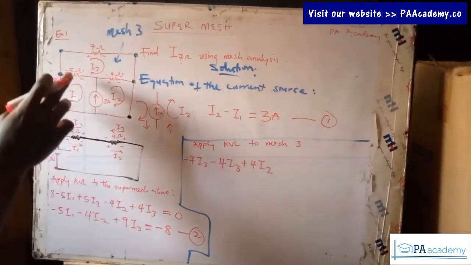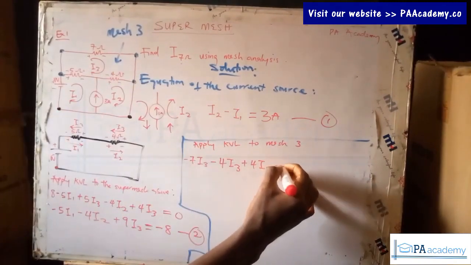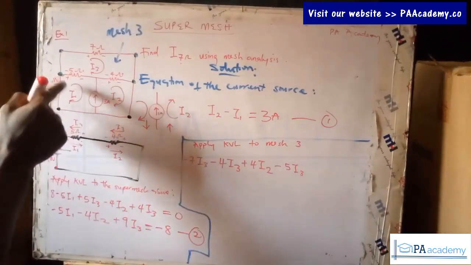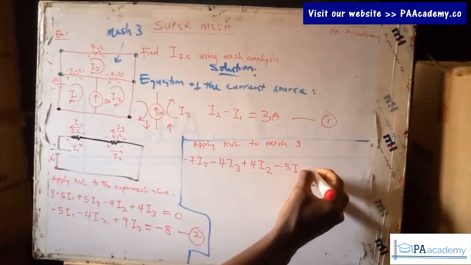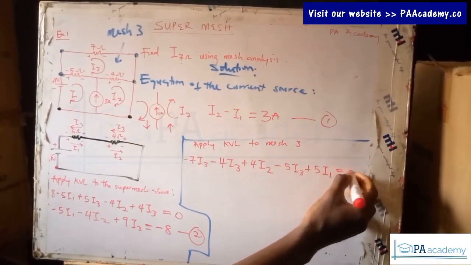So we are done here. Let's move here. From positive to negative due to current I3, that's going to be minus 5 I3. And then from negative to positive due to current I1, that will be plus 5 I1 equals to 0.